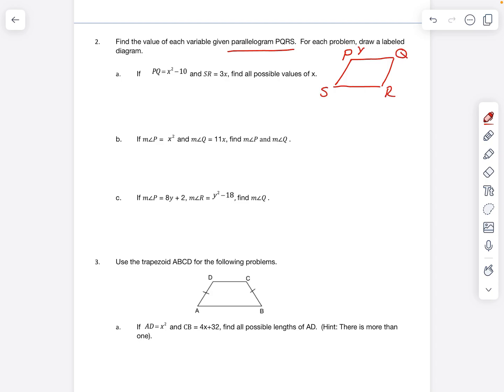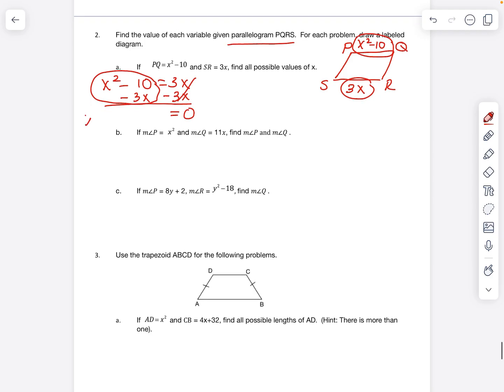So PQ is x squared minus 10, and then SR is 3x. These are opposite sides of a parallelogram, so we know that they're going to be equal. So we're going to set them equal to each other. So remember, anytime you have a problem with x squared, we want to set to 0. Leave the x squared where it is and move everything else over. So I need to subtract that 3x. So on this side I have 0.